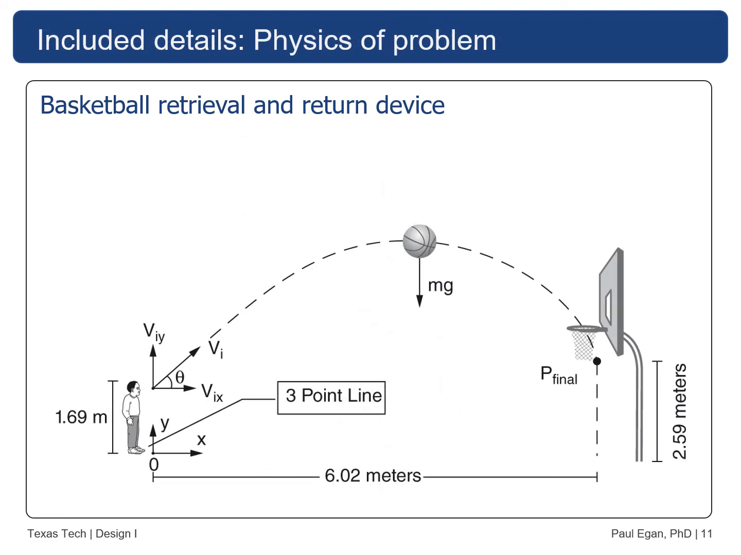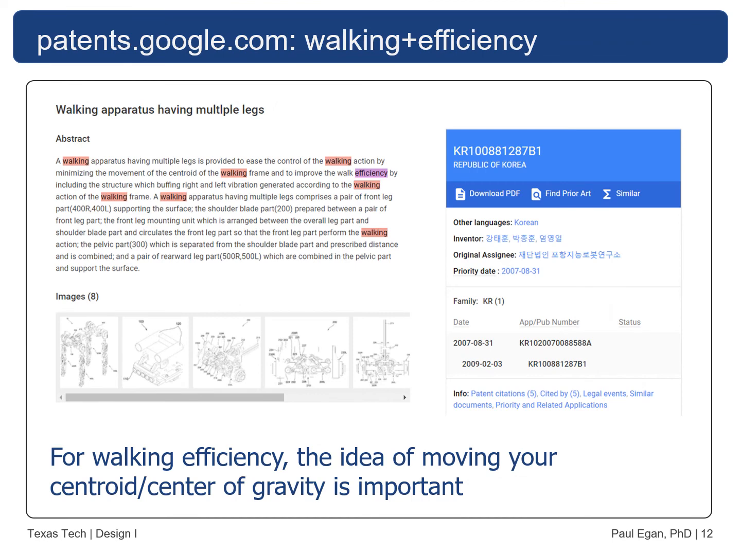One of the things that the patents need to include is the physics of the problem. So here's a schematic from them that shows the person in relation to the goal and what's happening with the basketball and the general dimensions of the problem so that the engineering relevancy is there. An example patent search from patents.google.com, which I said earlier is probably going to be your best bet and reliable patent search engine.